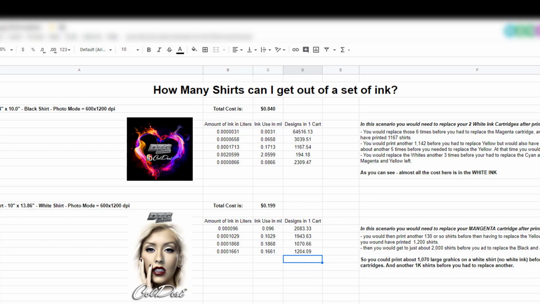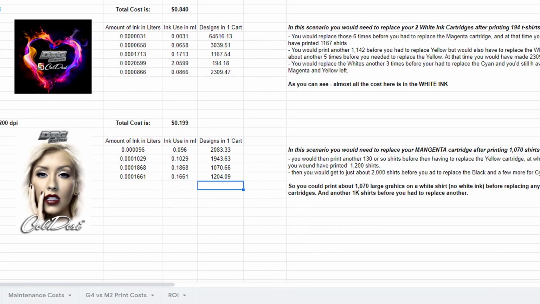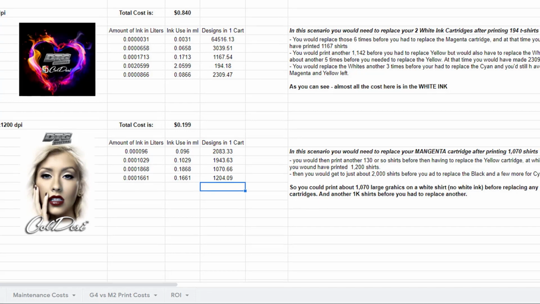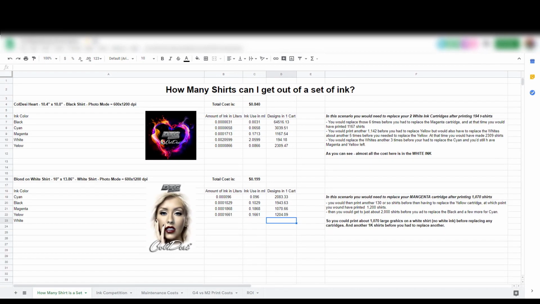So with this design onto a white shirt, you're going to be able to get 1,070 shirts printed before you have to replace a cartridge of ink. And that is going to be magenta. You're going to get 1,900 shirts printed, 2,000 shirts printed, 1,200 shirts printed before you have to replace each one of these colors.